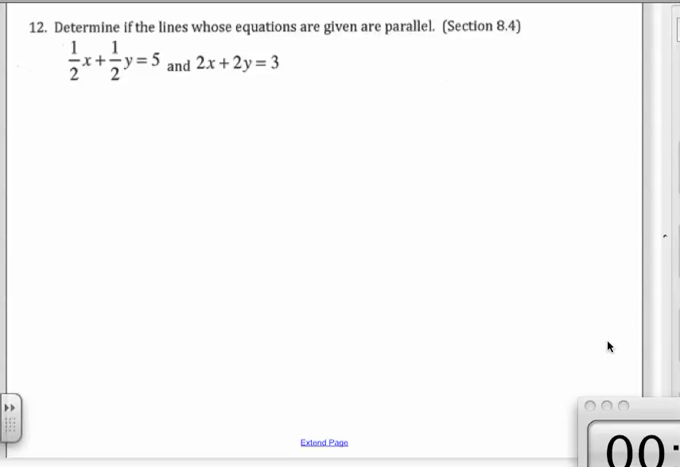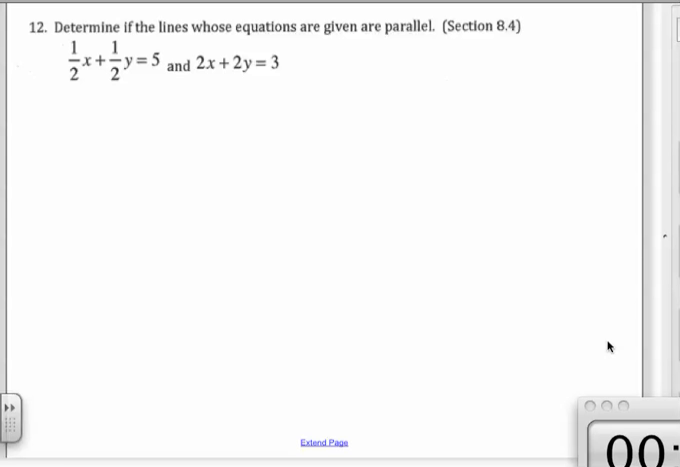Hey guys, how do I know if two lines are parallel? Jordan? They have the same slope. So what I want to do is change both of these lines into slope-intercept form so I can see their slope. Then I'm just going to compare. If they have the same slope, they're parallel. If they don't have the same slope, then they're not parallel.